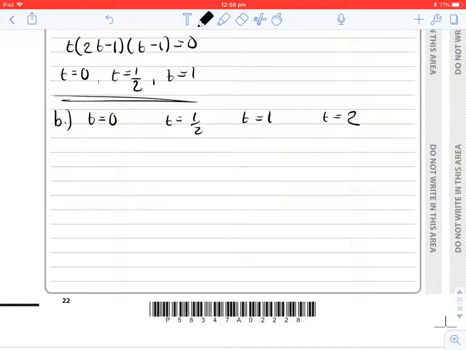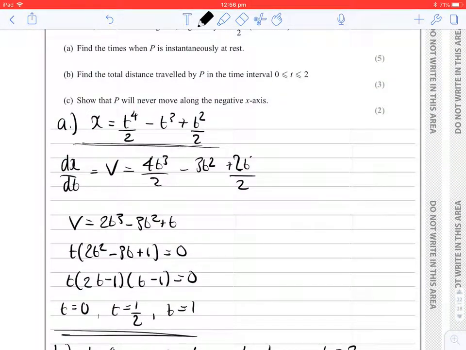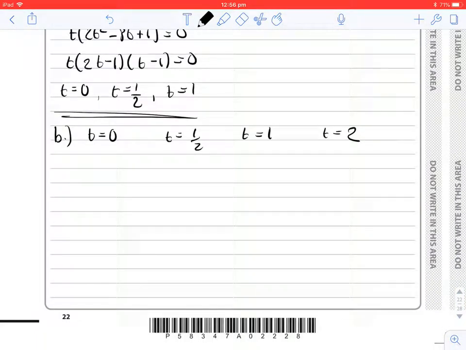So if we look at the displacement at each of these times, so we sub t back into our equation for x, so we're subbing t back into our top equation here. When t is 0, we get a displacement of 0. When t is a half, we get a displacement of 1 over 32. When t is 1, we get a displacement of 0. And when t is 2, we get a displacement of 2.